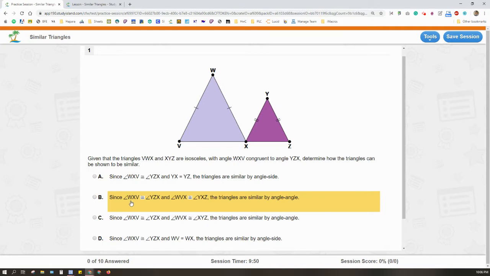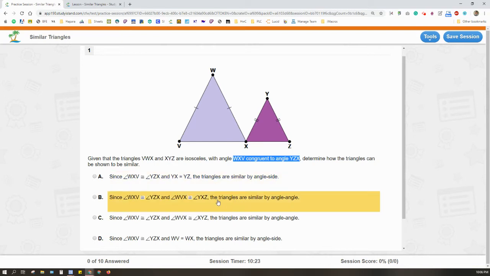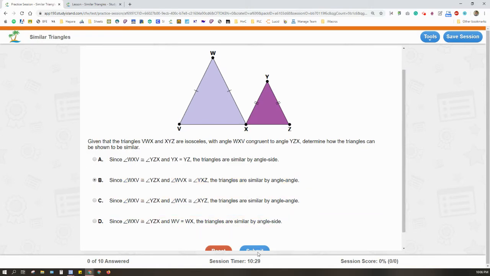B, since angle WXV is congruent to angle YZX, and by the way, they told us that WXV is congruent to YZX. So we know that part's true. The second part says, and angle WVX, well, hold on, what's WVX? That angle in the bottom left-hand corner there is congruent to angle YXZ, which is the bottom left angle of this other triangle. And that is the other pair of angles we said is congruent. The triangles are similar by angle. So that is the right answer, B. Let's move on to another one.